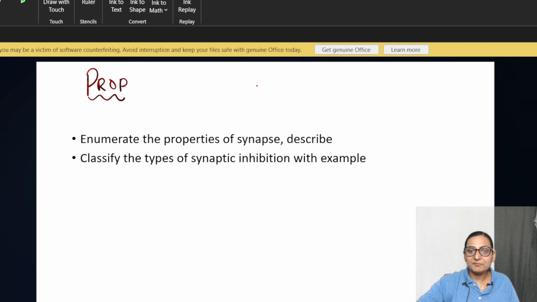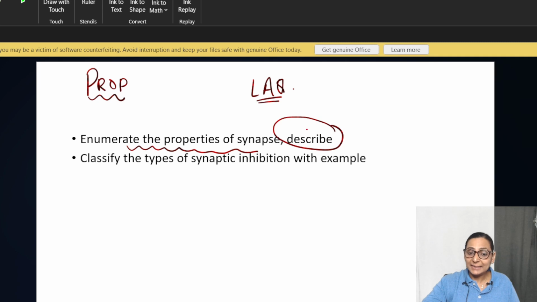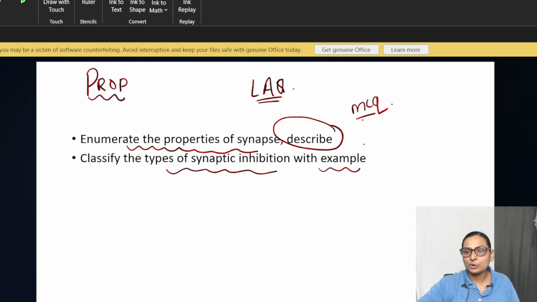So this is a very important LAQ. You can get just a 2 marks BAQ: enumerate the properties of synapse and describe. Then you should know the different types of synaptic inhibition with example, because this will be very important for your future learning of the MCQs.